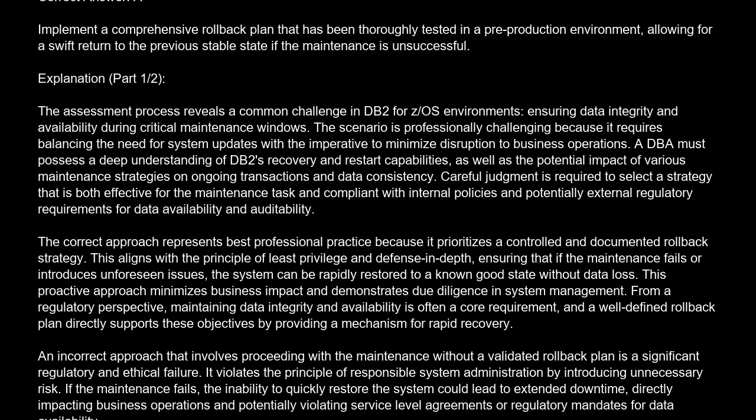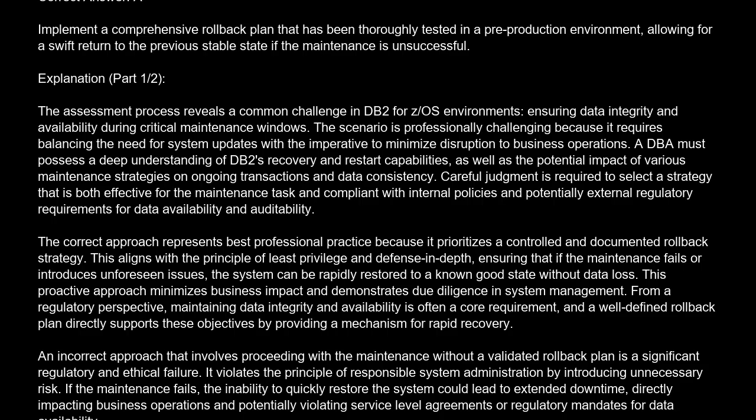A DBA must possess a deep understanding of DB2 recovery and restart capabilities, as well as the potential impact of various maintenance strategies on ongoing transactions and data consistency. Careful judgment is required to select a strategy that is both effective for the maintenance task and compliant with internal policies and potentially external regulatory requirements for data availability and auditability.